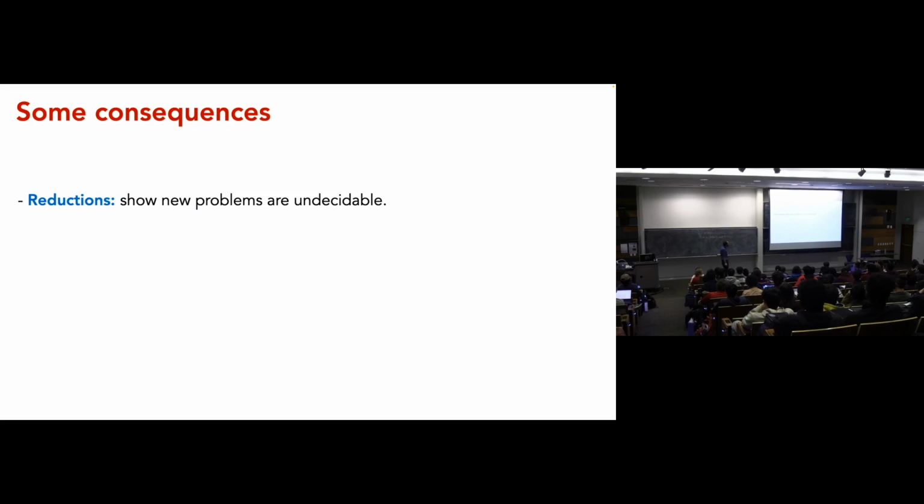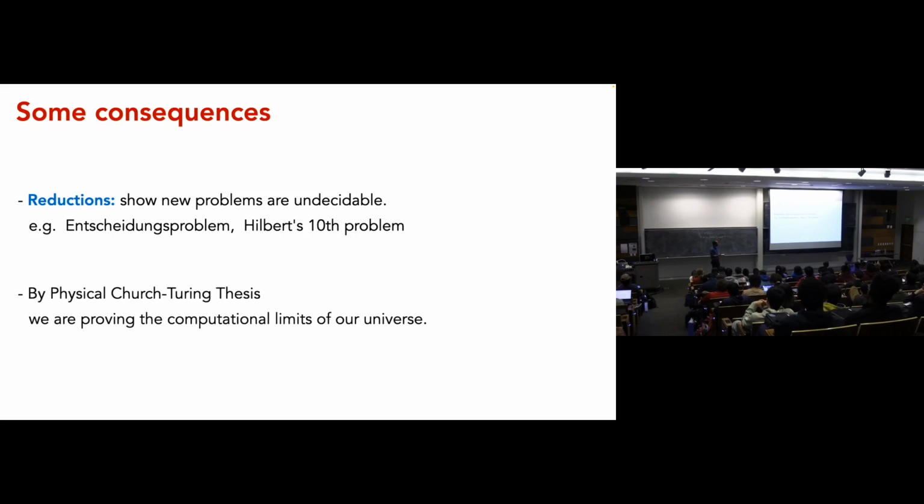And the other thing is reductions show new problems are undecidable, and I'm going to say a few words about reductions in a second. So through reductions, we can show that Entscheidungsproblem is undecidable. Alan Turing showed the halting problem is undecidable, and then he reduced the halting problem to the Entscheidungsproblem to show that it is undecidable. And that was the main question of David Hilbert, if you remember. Hilbert's 10th problem is undecidable. Again, you do this through reductions.